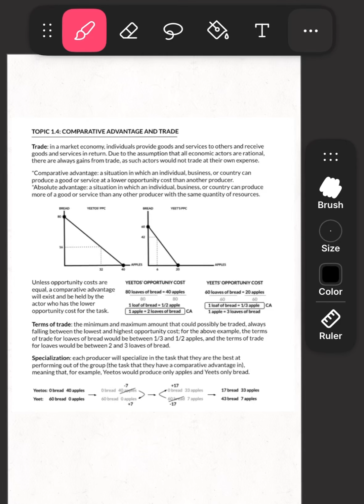So, in this video, I'm going to give a short overview of topic 1.4, which is comparative advantage in trade, which is literally like all of the FRQs for Unit 1. So, this entire situation that we're going to see on these graphs here and demonstrate this scenario is derived from the idea that there are always gains from trade.